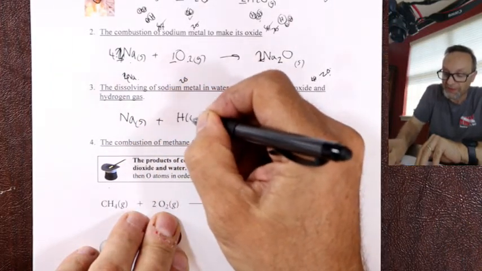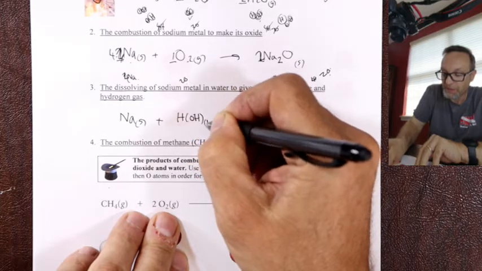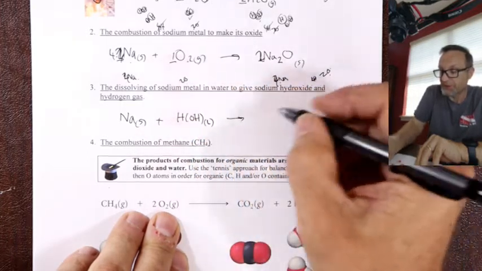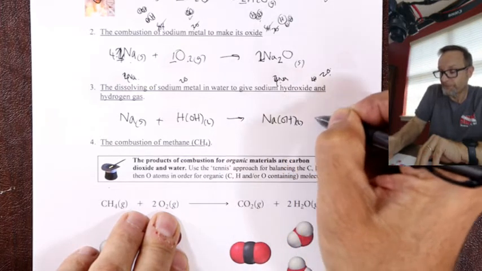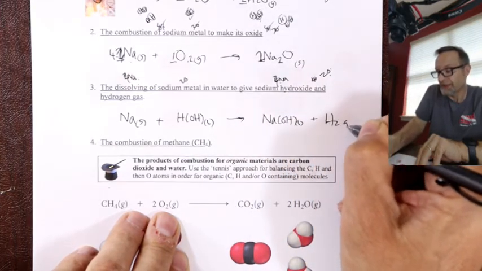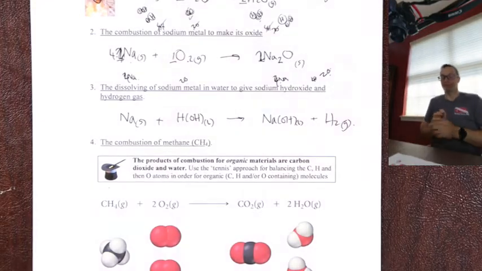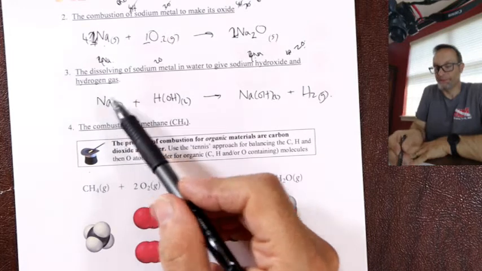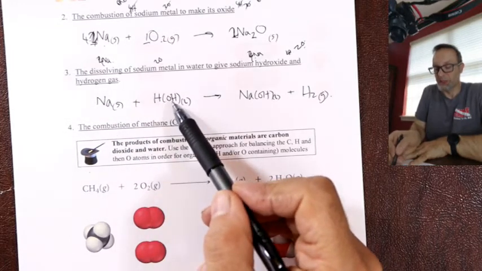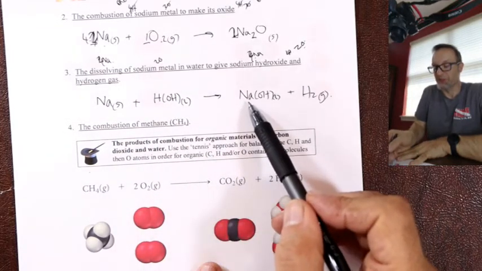And I'm going to write water like this to give sodium hydroxide and hydrogen gas. There we go. So there's my unbalanced equation. Sodium metal, water, whichever it is, HOH, reacts to give sodium hydroxide, NaOH.